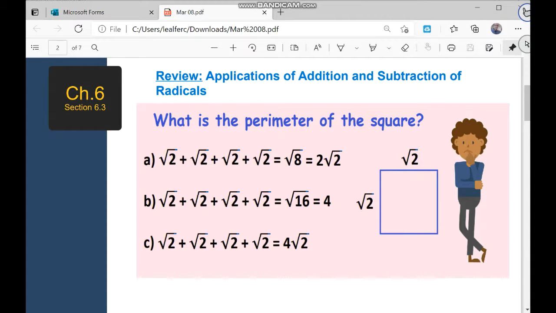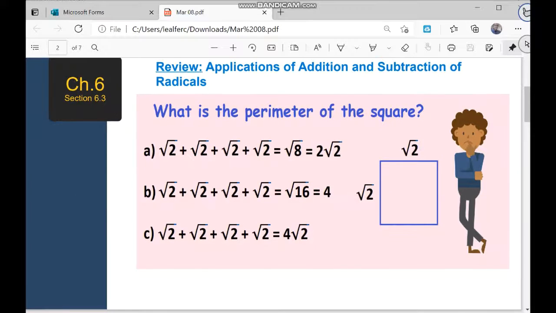That means, is the perimeter going to be option A? If you sum all the sides, you're going to have square root of 8. Then you simplify: square root of 8 equals 2 times square root of 2. Or option B, you sum all the sides, then you're going to find a square root of 16, and we know that square root of 16 equals 4. Or the right answer is option C. You add all the sides, and then it's going to be equal to 4 times the square root of 2. Which one do you think is the right answer?